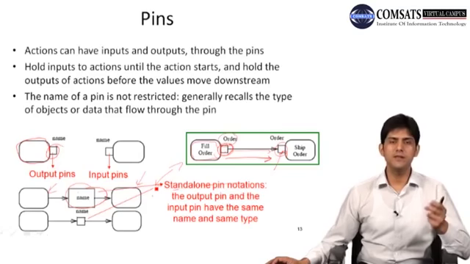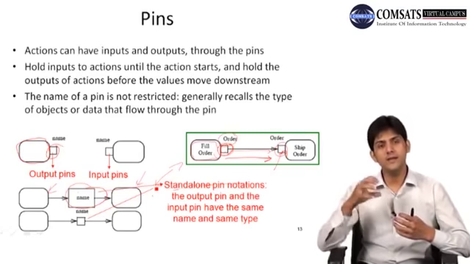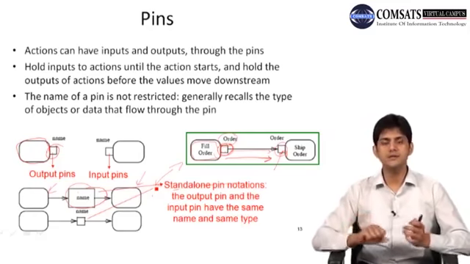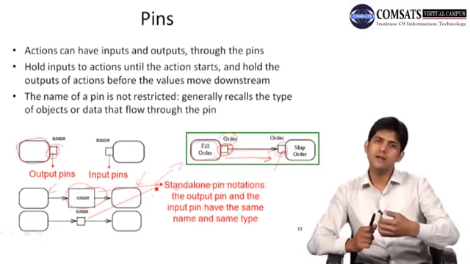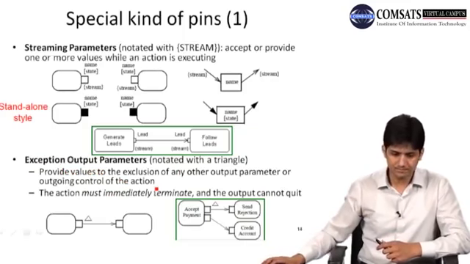So for example, there is outgoing data from an activity. The pin would hold the data until the data is passed downstream or towards the next action. Similarly, the input pin will hold the data until the action starts. Okay, so this is the concept of pins.